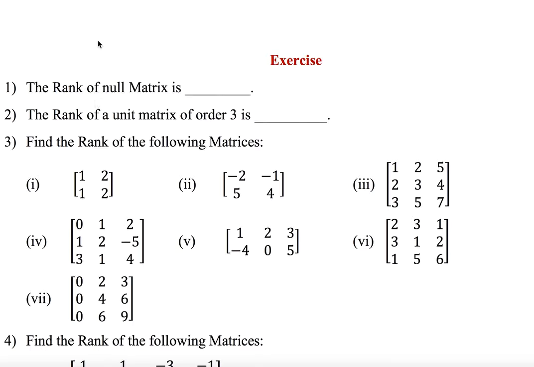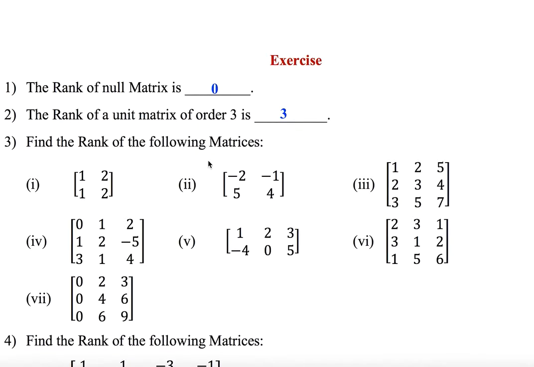The rank of a null matrix is 0, as we discussed earlier. The null matrix has 0 rank, because its determinant is 0. The rank of a unit matrix of order 3 is 3. So the unit matrix is of full rank. Whatever the order may be, that will be your rank. If it is of order n, then the rank will be n.